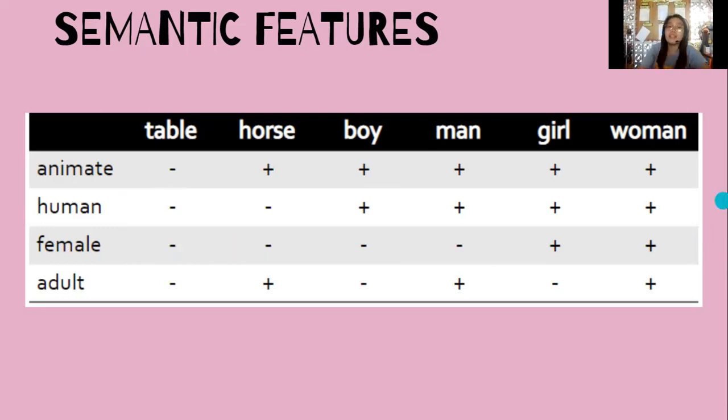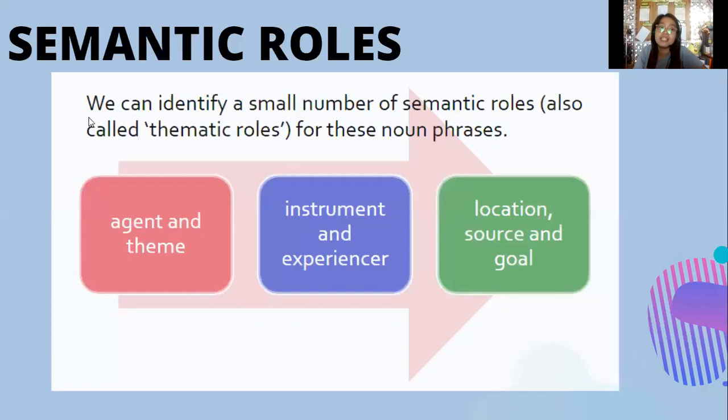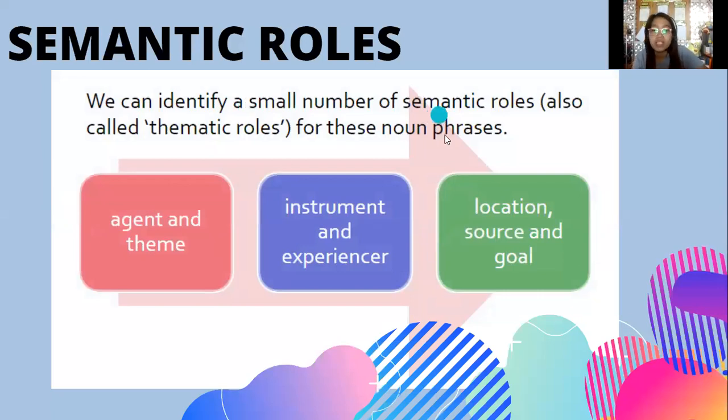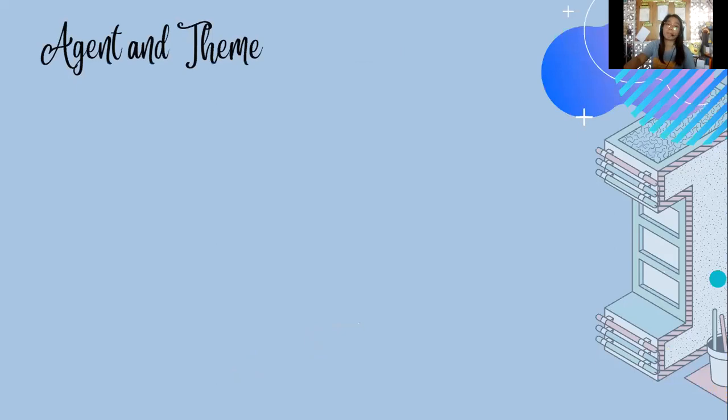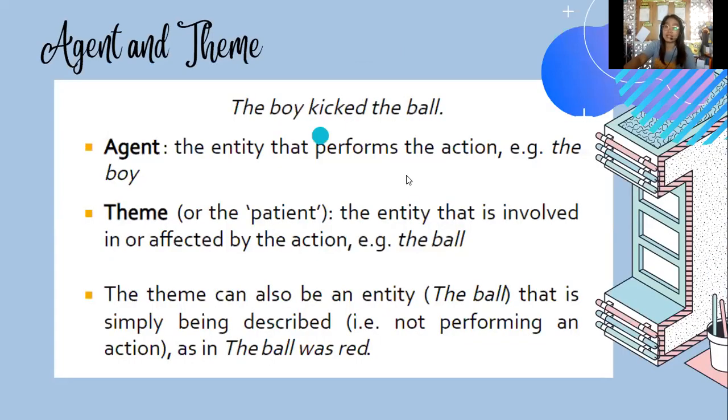Okay po. Next is the semantic roles. Under semantic roles, we can identify a small number of semantic roles, or we call them thematic roles, for these noun phrases. So we have here agent and theme, instrument and experiencer, location, source, and the goal. When we say agent, it is the entity that performs the action, the subject. For example, the boy. It is the noun itself, or the doer of the action.